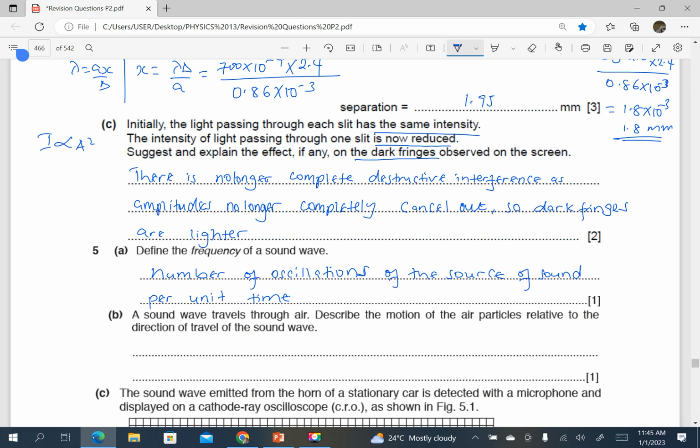A sound wave travels through air. Describe the motion of the air particles relative to the direction of travel of the sound wave. Of course, sound being longitudinal, we know that the particles of a longitudinal wave vibrate parallel to the direction of propagation of the wave. So air particles vibrate parallel to the direction of travel of the wave, because sound is longitudinal.